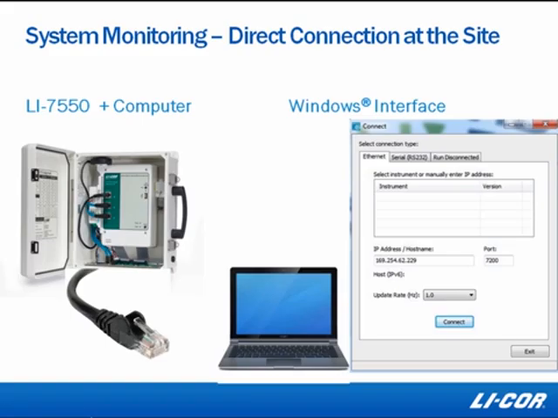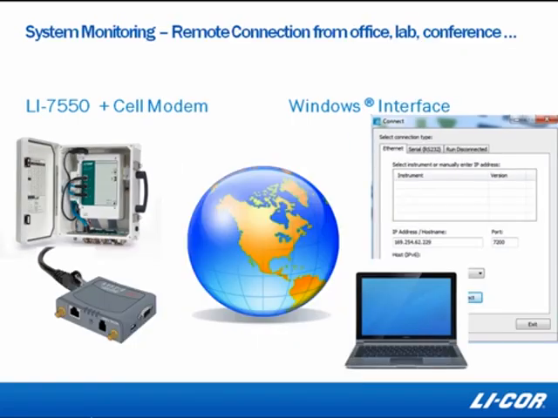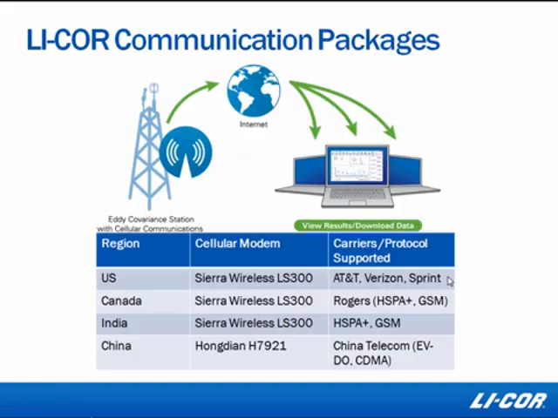The other option is to monitor the site remotely, maybe from your office or from your lab or from where you are attending a conference. For that, you would need a cell modem or some other modem to make your station accessible from elsewhere. LI-COR provides cell modems for the United States and several other countries. You can go to our website to see what's available. And if we don't have a modem for you, we can help you identify what should be available and what would work with our system.